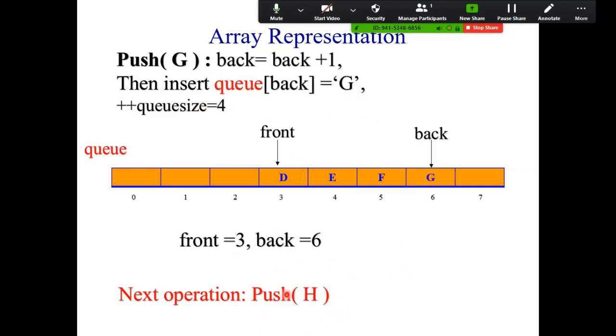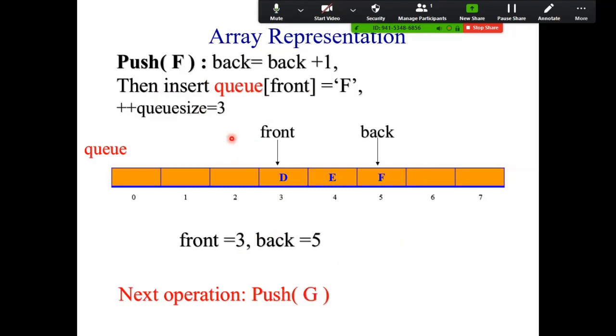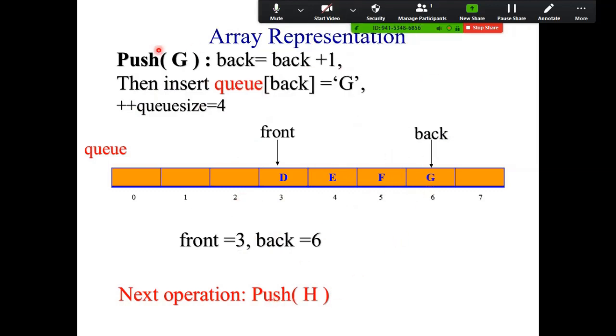How to insert push G? Again, for the same example, I want to perform push operation, increment back, then insert G. Increment back, insert q of back. What is the back index? 6. Q of 6 is how much? It is G. You are inserting G. Now you are incrementing q size. So q size becomes 4.